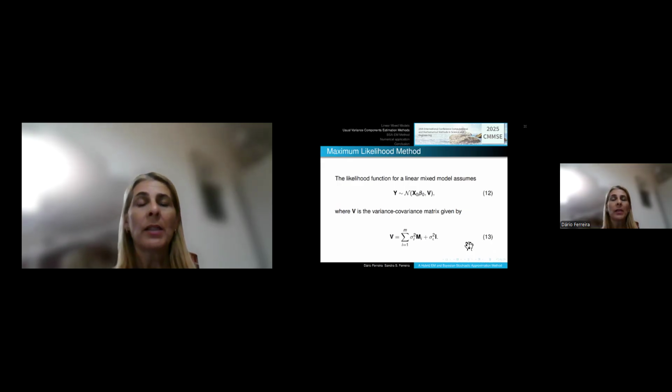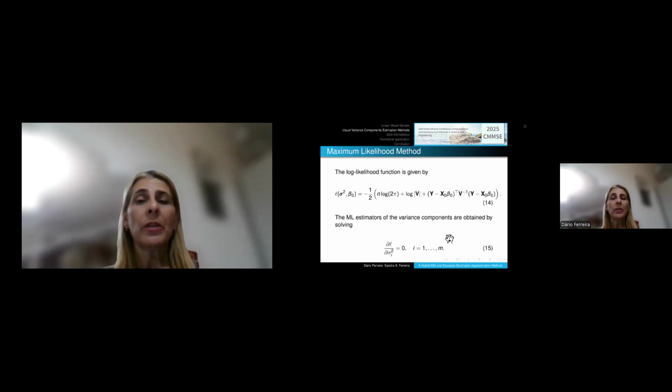Another method is the maximum likelihood method, and this method for a linear mixed model assumes that the observations follow this normal distribution, where V is the variance covariance matrix given by this expression. The log likelihood function is given by equation 14, and the ML estimators of the variance components are obtained by solving this equation in 15.